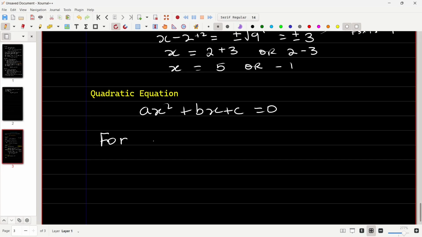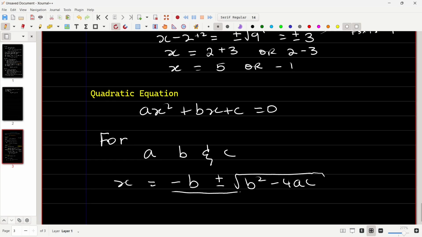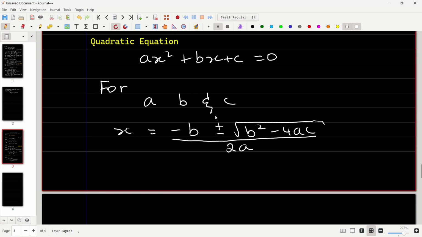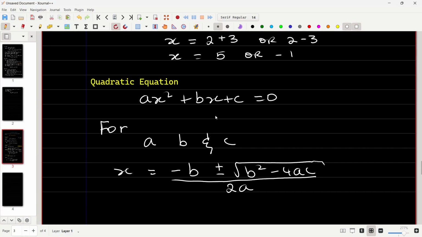The quadratic formula is as follows. For a, b, and c, x would be equivalent to minus b plus or minus the square root of b squared minus 4ac, all over 2a. If you complete the square of this, you would get this. So again, all you have to do is use this formula and you would get your answers for x. Let's look at an example and see how we do this. So all you have to do is simply substitute your values for a, b, and c into this equation and you'll get your values for x. Let's use our example and solve it.